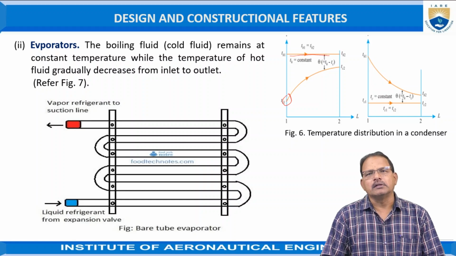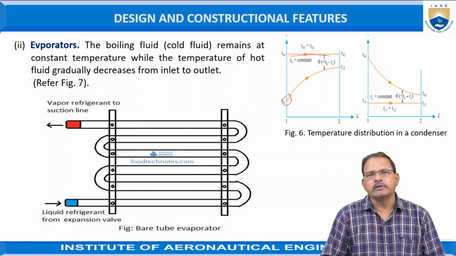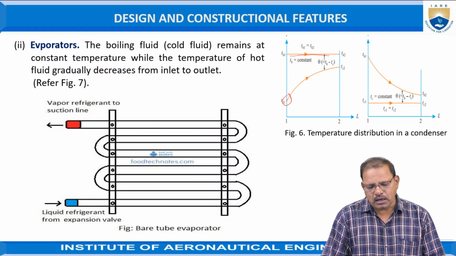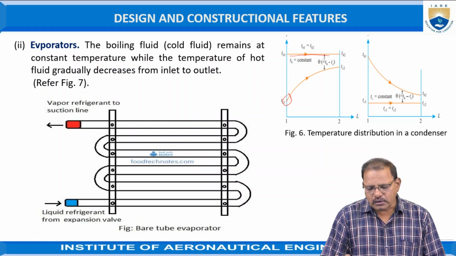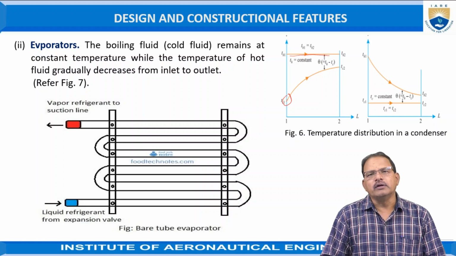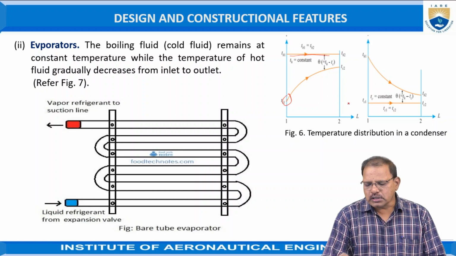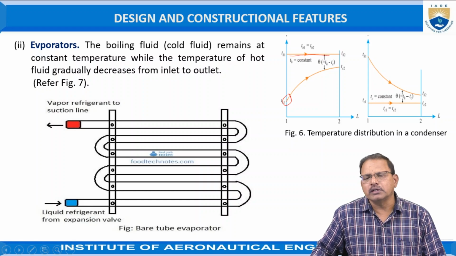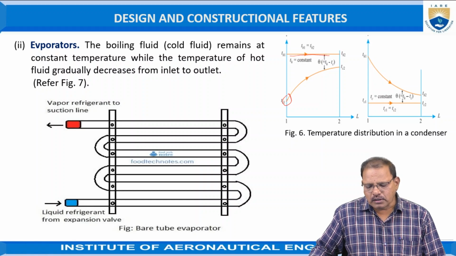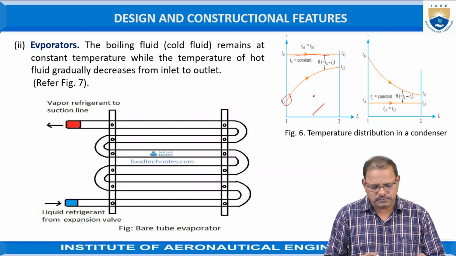In the evaporator, the hot fluid is in the form of vapor, and the latent heat possessed by the hot fluid is used to heat the fluid which is at a lower temperature. So these are the diagrams explaining how the temperature transfer is taking place, as shown in the figure.